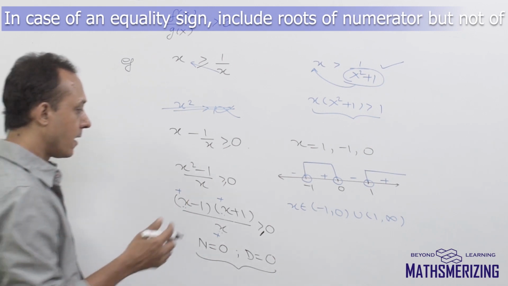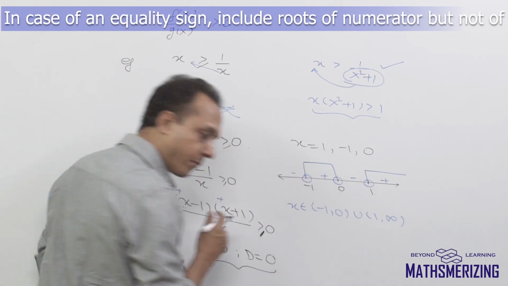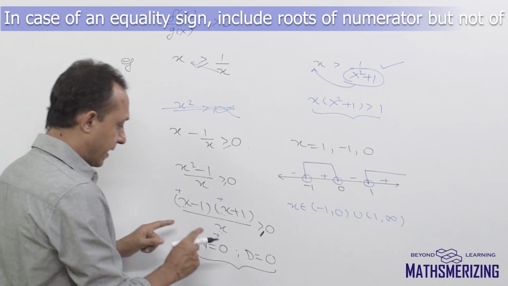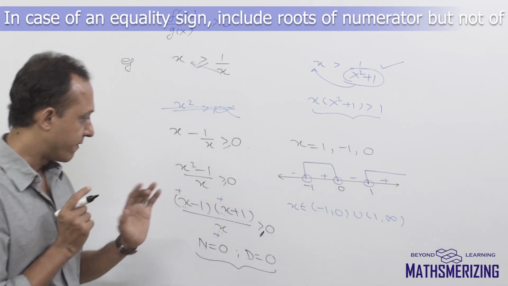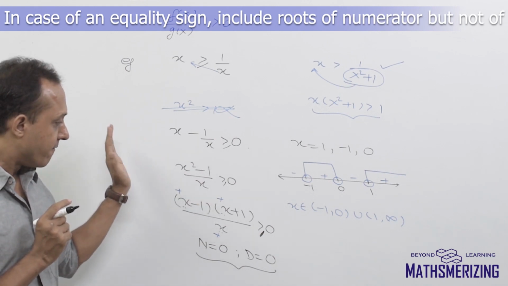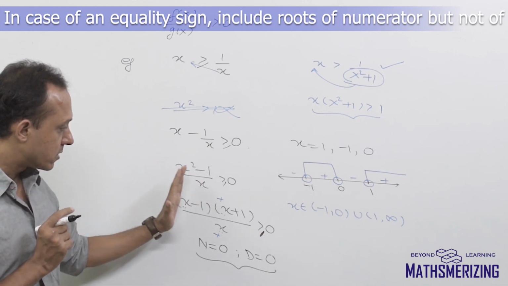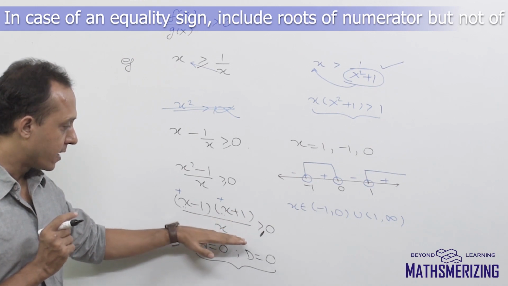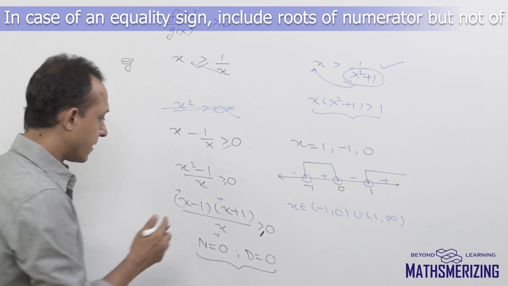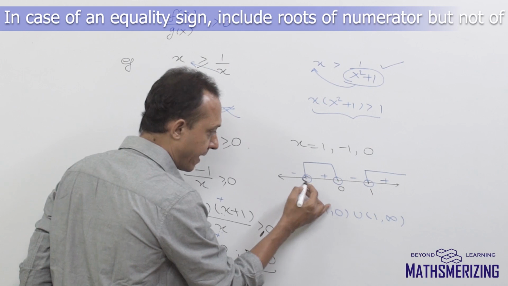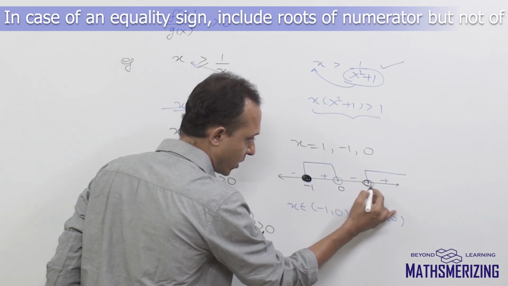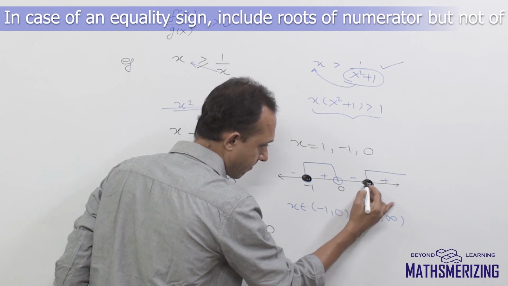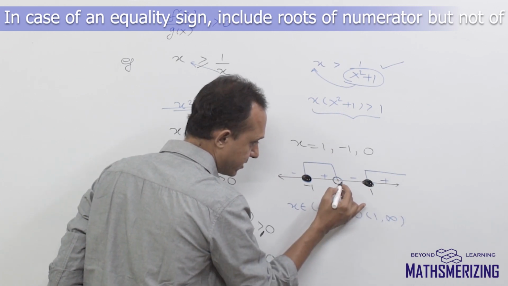So that means if there is an equality sign, then we'll represent all the roots on a number line like we did previously, but we can only include the roots of the numerator. We cannot include the roots of the denominator. So what are the roots of the numerator? I'll include minus 1 and plus 1, but I'll exclude 0.